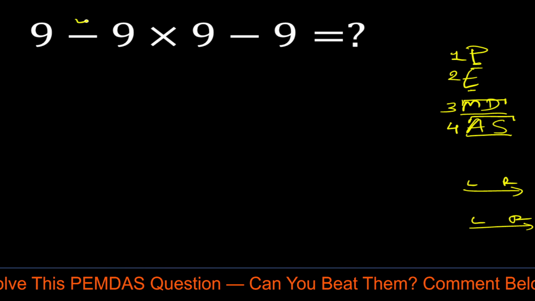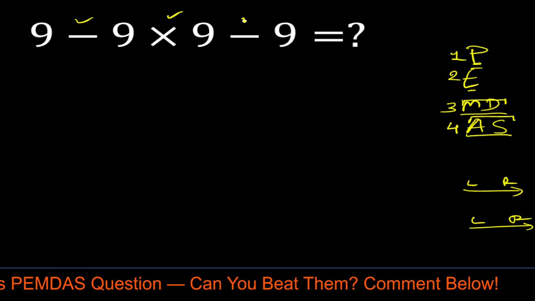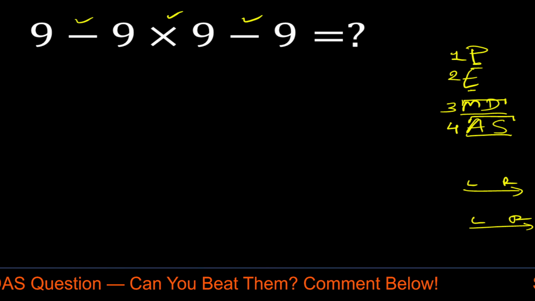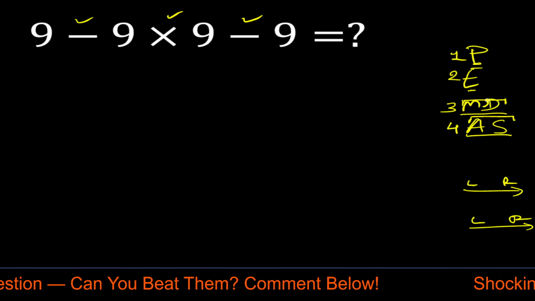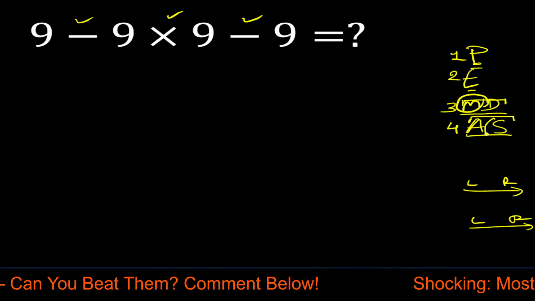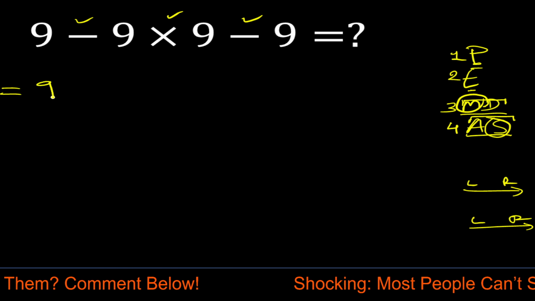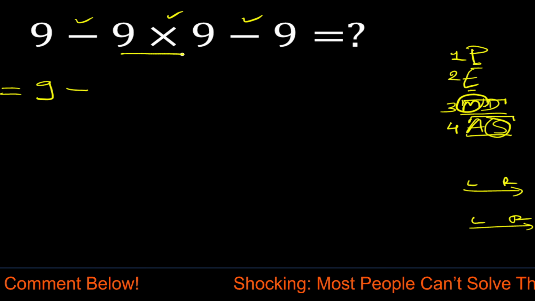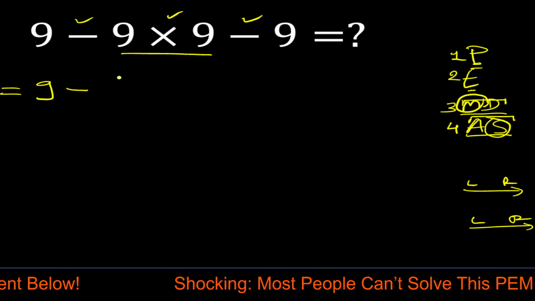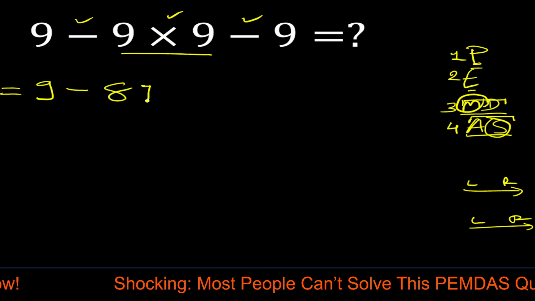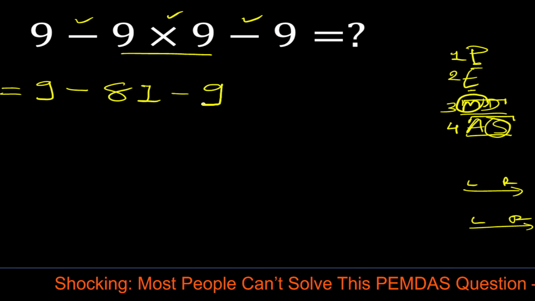So in this question, here we have subtraction, here multiplication, and here subtraction, right? So according to the PEMDAS rule, first we have to solve multiplication, then we have to solve subtraction, right? So now 9 minus, now solve this multiplication. 9 times 9 is equal to 81 minus 9, right?